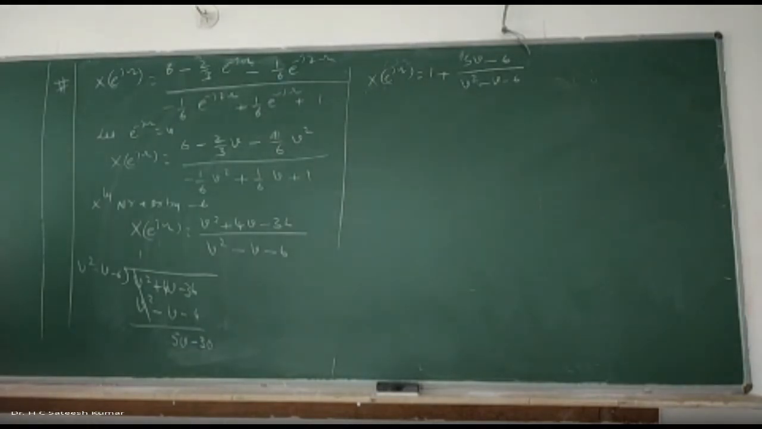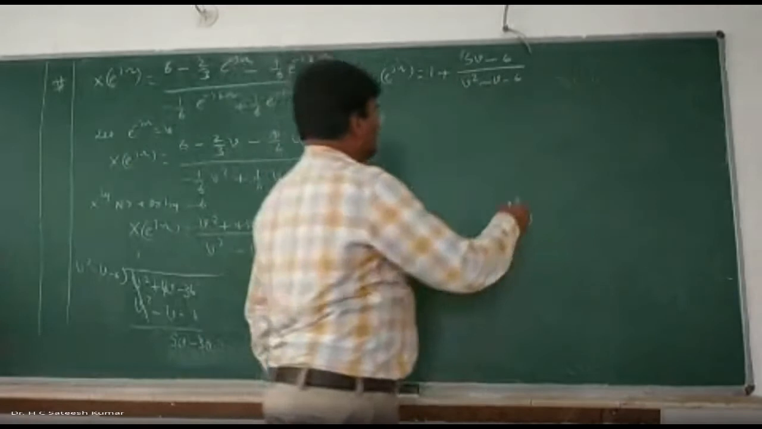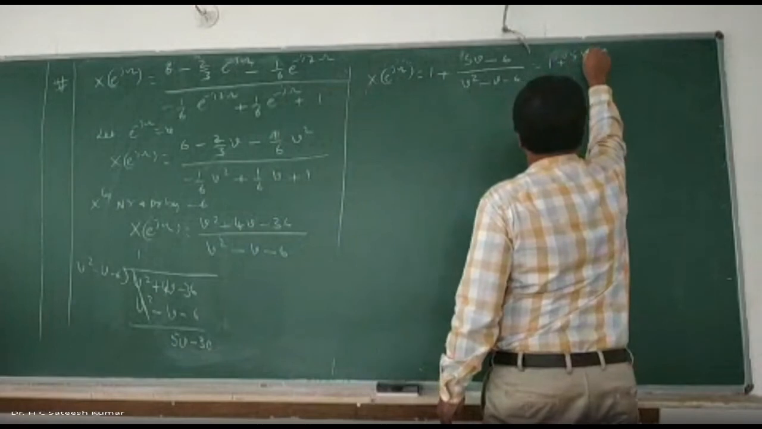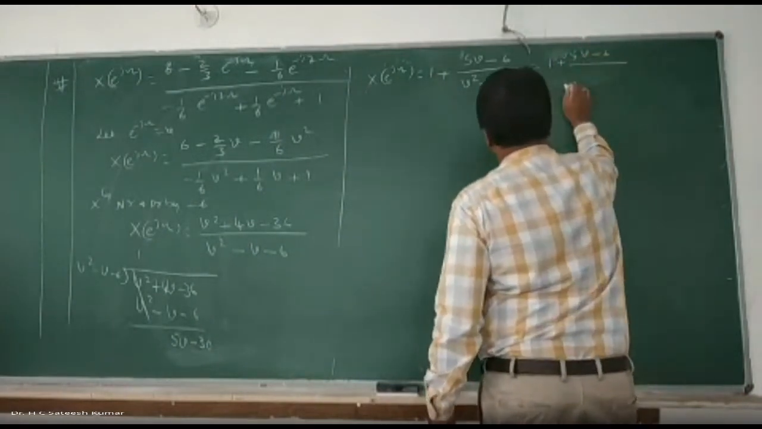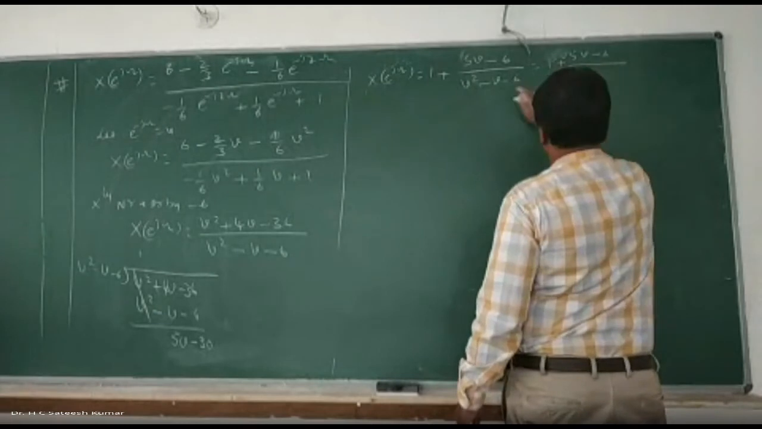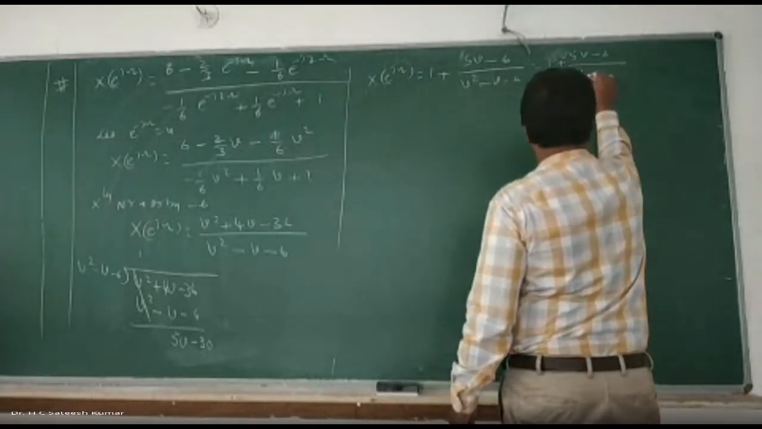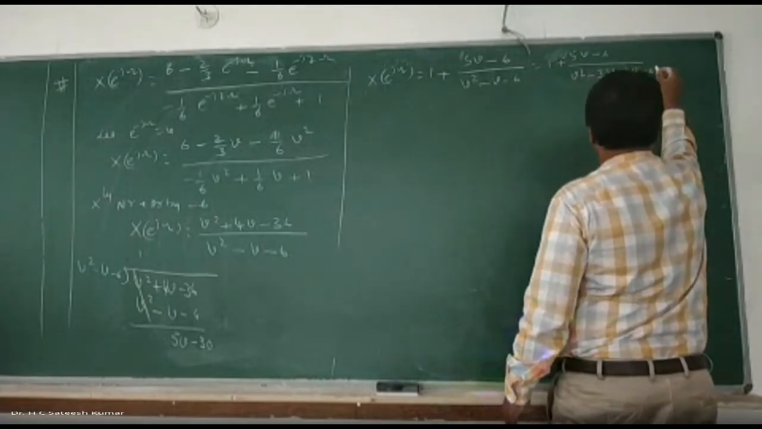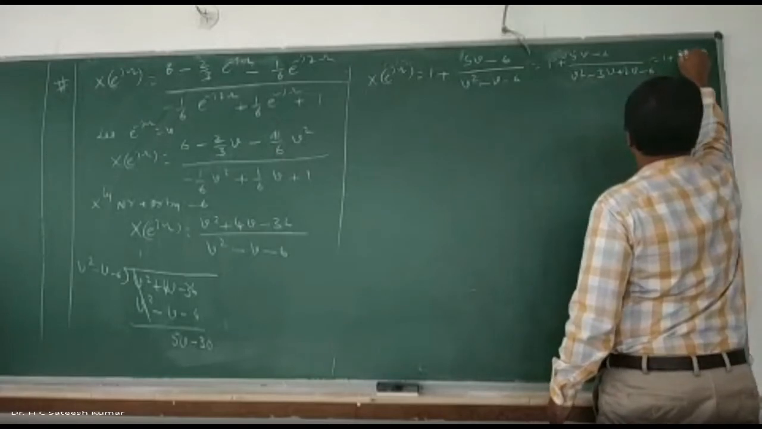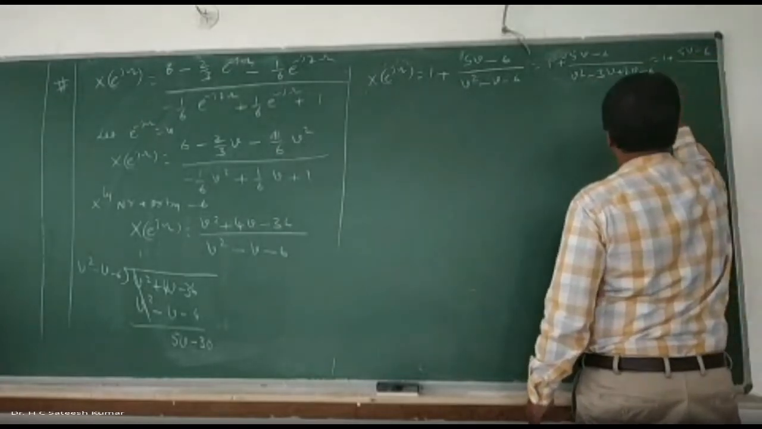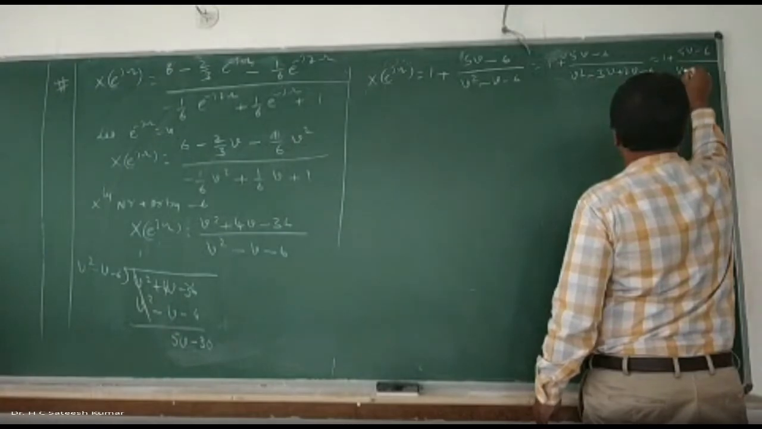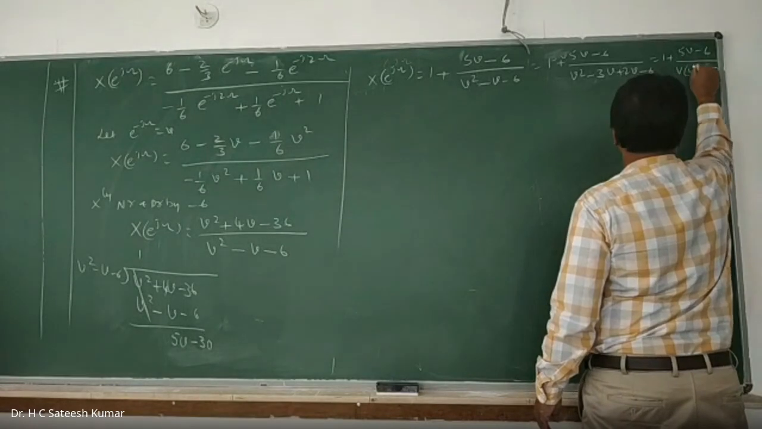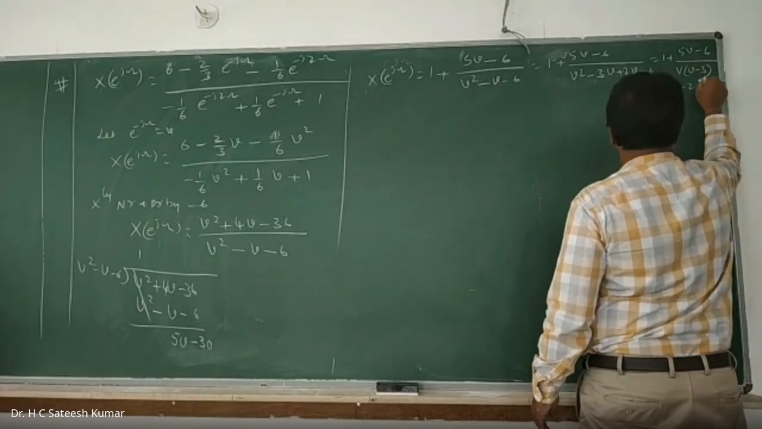Now go for the partial fraction. So 1 plus 5v minus 6 divided by, what is that? This is nothing but v square, 3 into 2, minus 3v plus 2v minus 6. You can do it with a calculator, no problem. 1 plus 5v minus 6 divided by v, if you take v minus 3, minus 2, if you take v minus 3.